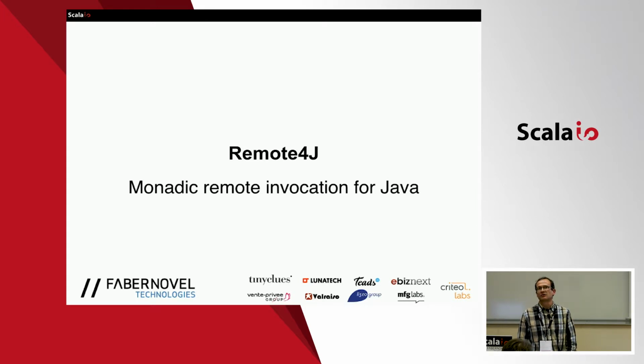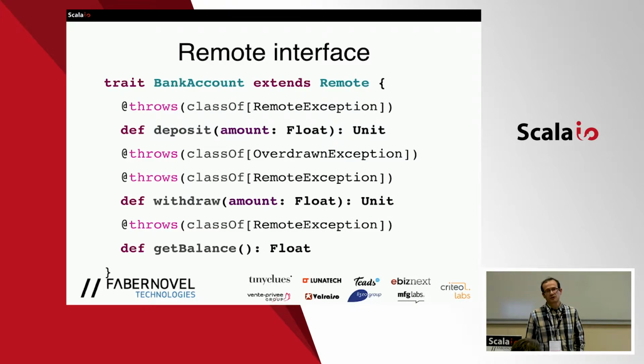First, I am going to make a recall about RMI, which is a means you have in Java to do remote communication. It works with first a remote interface, and as you can see, it's cluttered with lots of boilerplate that you have to add to your business object.